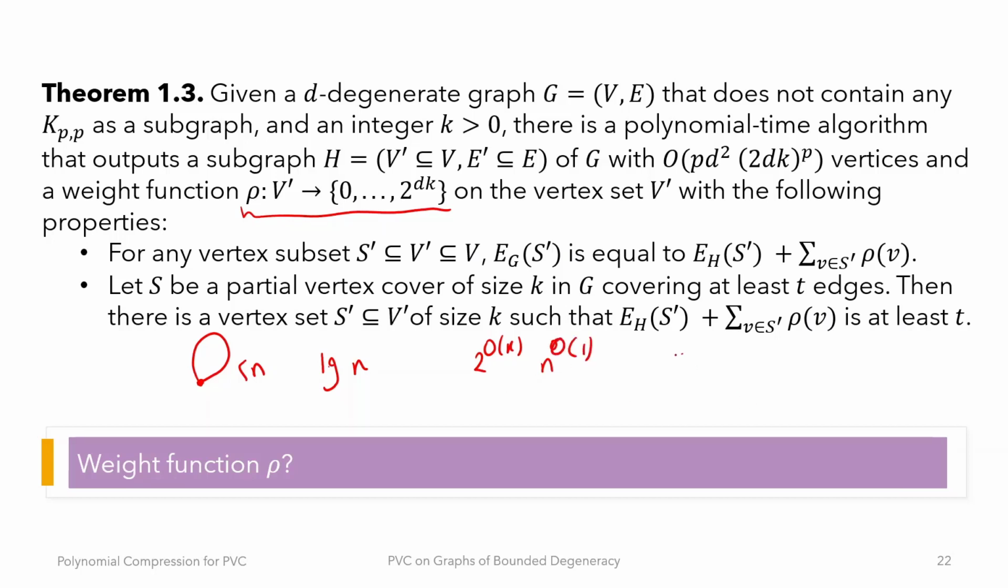Okay, so we consider two cases. If log of n is greater than dk, then these algorithms run in polynomial time, and it will act like a compression. And if log of n is less than dk, then we can encode the weights using dk bits. We are done with the theorem.